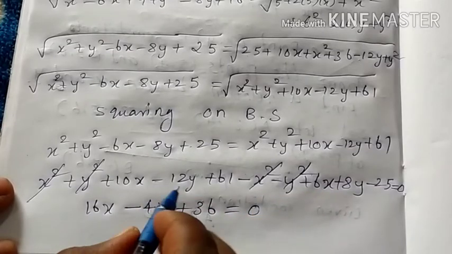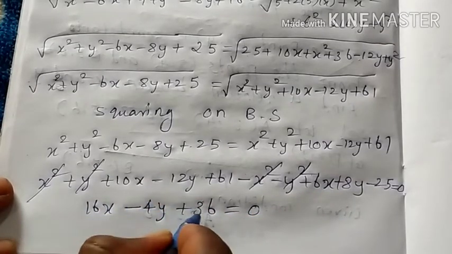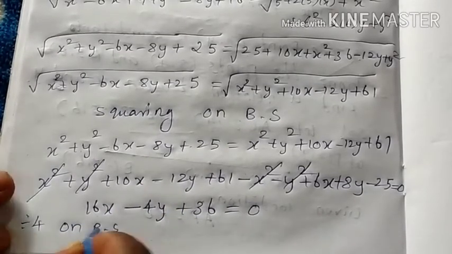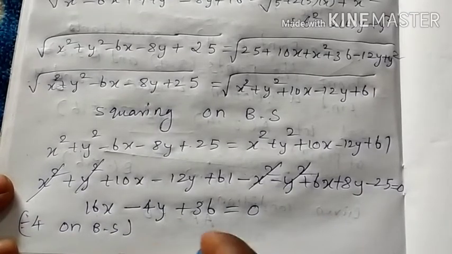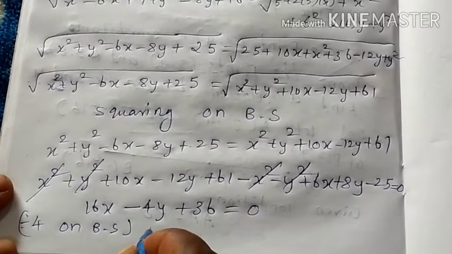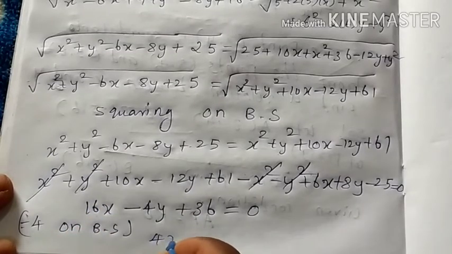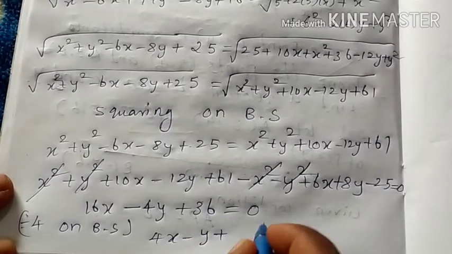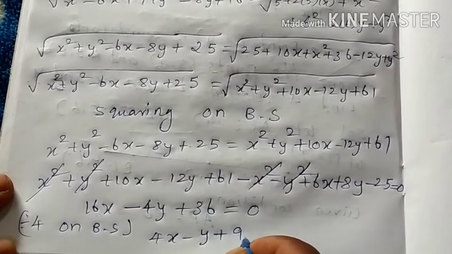Comparing all the terms, these are all multiples of 4, so divide by 4 on both sides. 16 divided by 4 we get 4, because 4 4s are 16, so 4x, minus 4 divided by 4 is 1, so 1 into y, plus 36 divided by 4 is 9, because 9 4s are 36, which is equal to 0. The last step is 4x minus y plus 9 equal to 0.